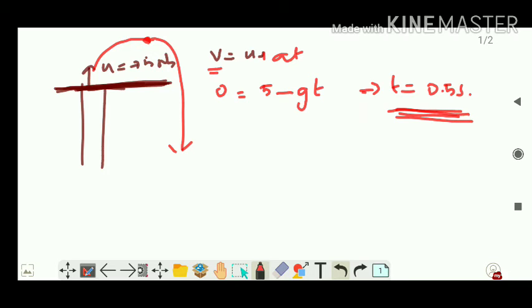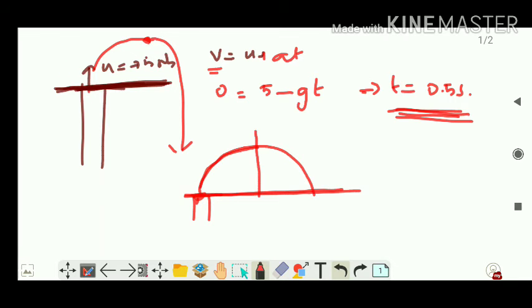If clear, suppose I just consider the mean level, guys. This is the tower's top side. From this position to this position, the stone is taking 0.5 seconds. That is the meaning of this derivation. To achieve the maximum height, it is taking 0.5 seconds. Then obviously from here to here also the time will be 0.5 seconds. Equal displacement, so this much height takes 0.5 seconds, and this is also 0.5 seconds.